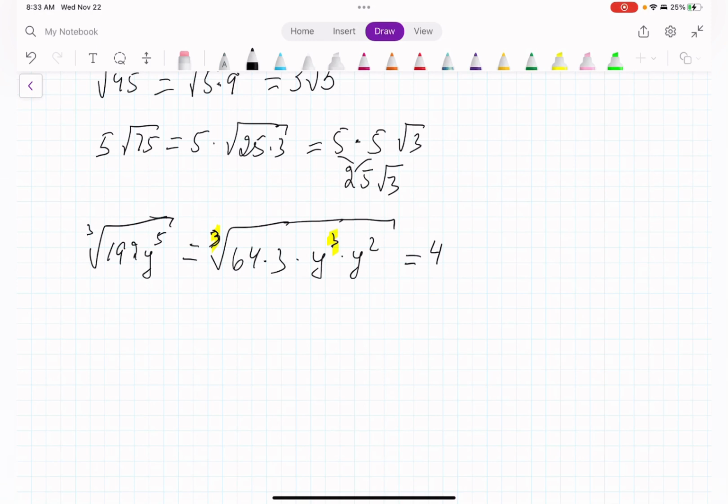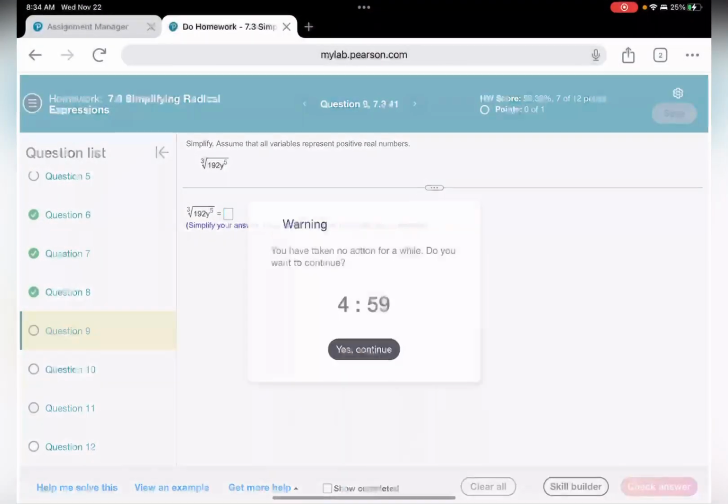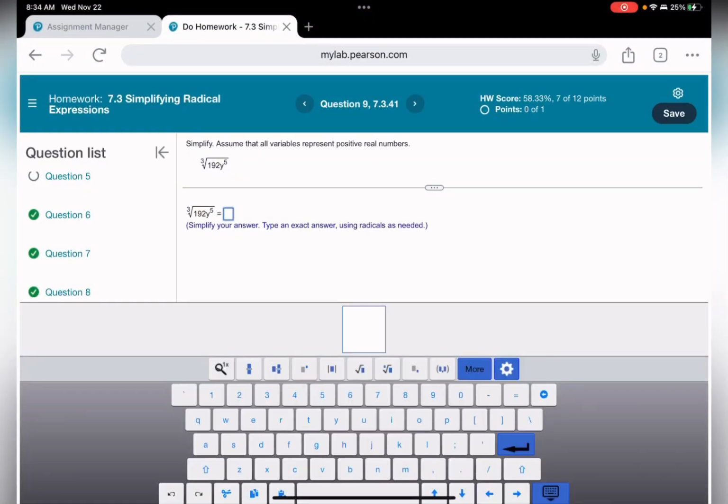The cubic radical of y cubed is going to be y. And underneath the cubic radical will be 3 and y squared. So that is our answer: 4y, and then the cubic radical of 3y squared.